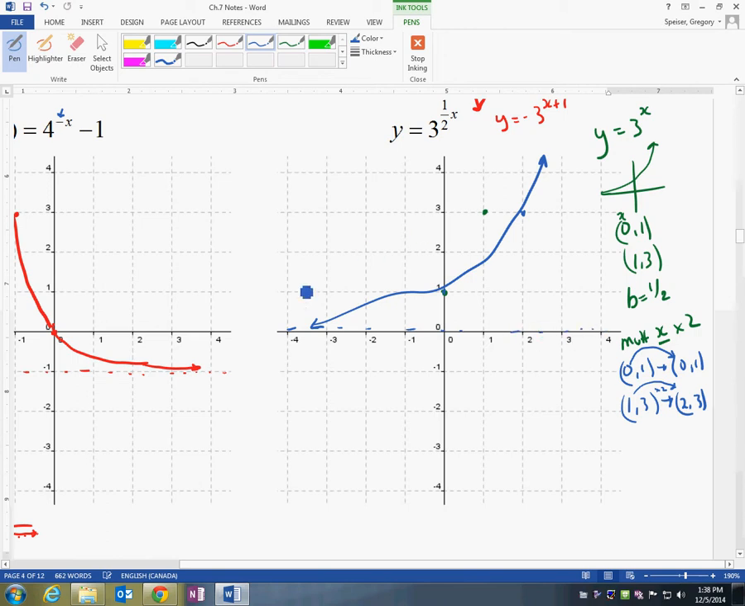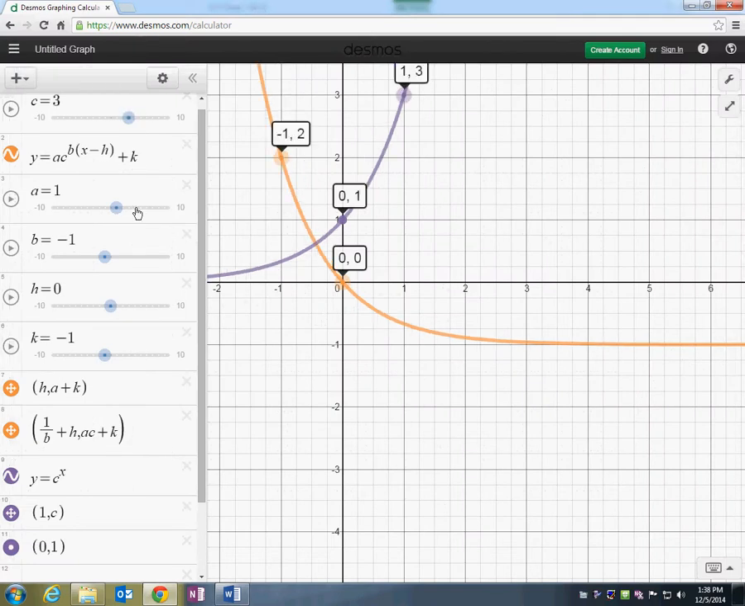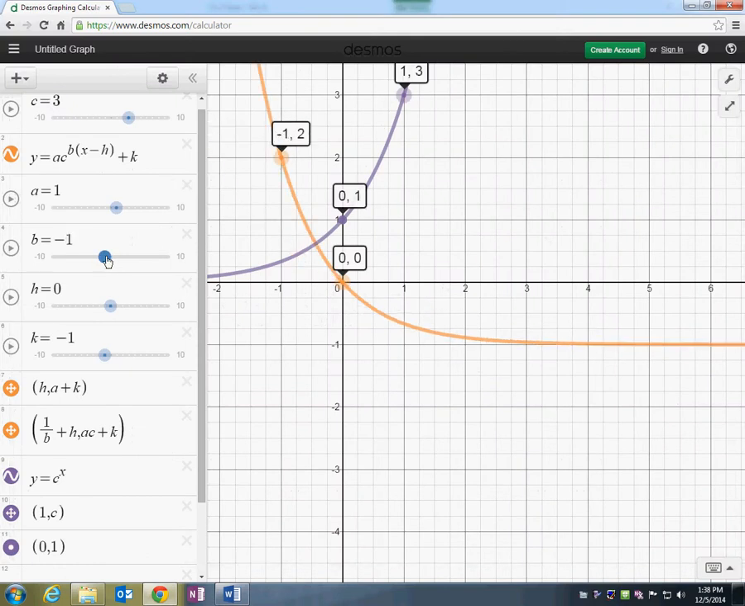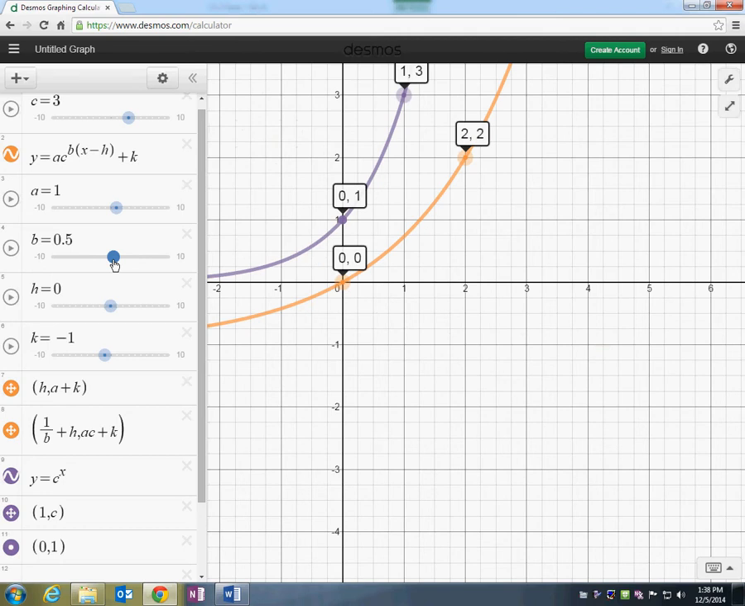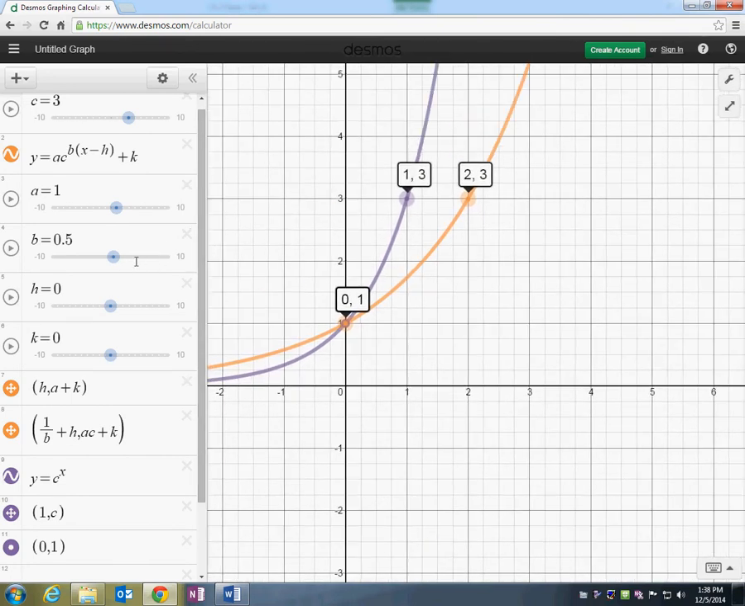Okay, so let's try to do this in Desmos where C value is 3. So I bring this down to 3. My A is 1. My B value was equal to a half. There we go. Oh, not a negative half, but a positive half. And my K is 0. Okay, so let's take a look. Let's see how this works when I do my B value.